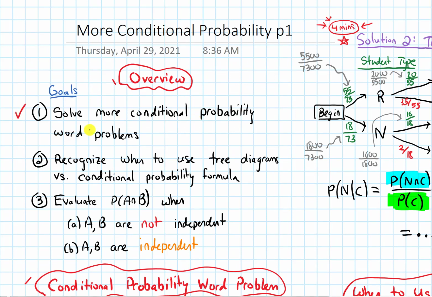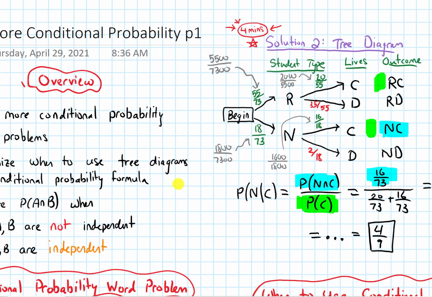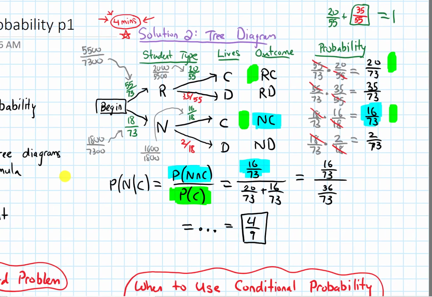So in terms of our goals for this section, we finished our first goal, which is to solve another conditional probability word problem. In the next video, we'll talk a bit about when do we use tree diagrams versus when do we use the conditional probability formula. Like in this example we did, it was a little bit quicker simply to use the conditional probability formula. The tree diagram worked, it was just a little bit longer to draw it, put in these probabilities, and simplify them to get the answer.